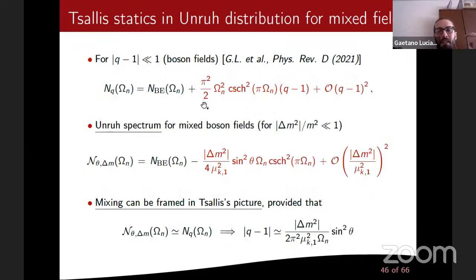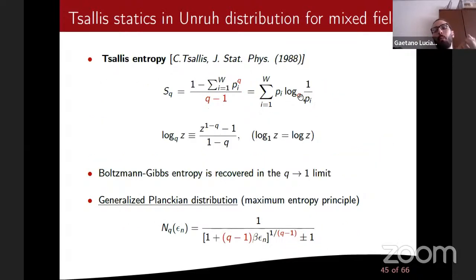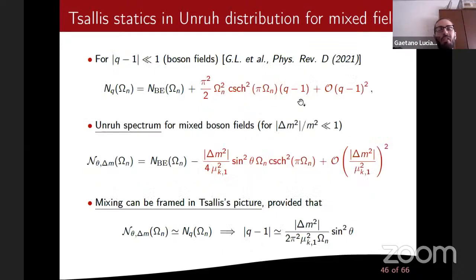If you try to expand these statistics for small q, q is the parameter which quantifies departure from Boltzmann-Gibbs statistics. Since this departure, if it exists, should be very, very small, you expect that q equal 1 is the standard Boltzmann limit, and that q is very close to unity. So in principle, one can expand this modified distribution for small deviation of q from unity. And this is the leading order of the Tsallis distribution.